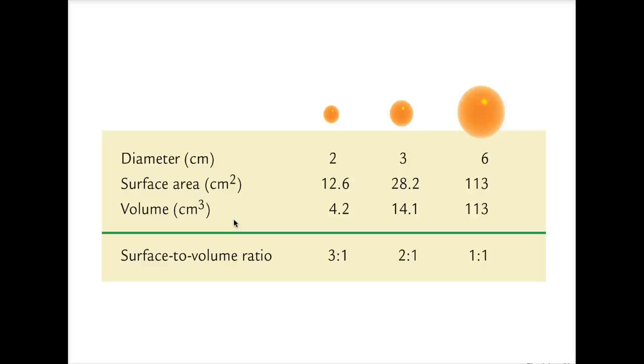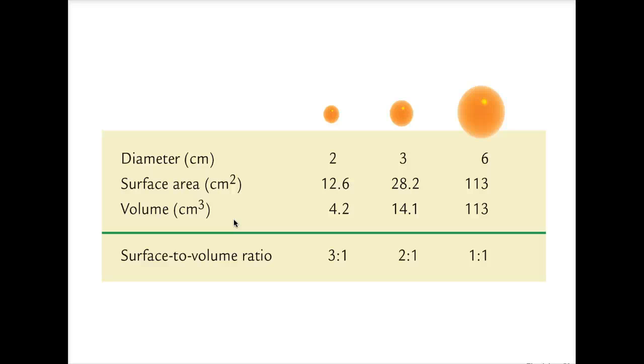So if we look at this slide, imagine we have 3 spherical shaped cells. The one to the left is 2 centimeters, the middle one is 3 centimeters, and the far right one is 6 centimeters in diameter. So basically, as we're going from left to right, we're increasing the diameter of the cell. Along with that increase, naturally comes an increase in surface area and an increase in volume. But because volume increases at a faster rate than surface area, as we increase the diameter of our cell, we are increasing the volume of the cell at a much faster rate than we are the surface area.